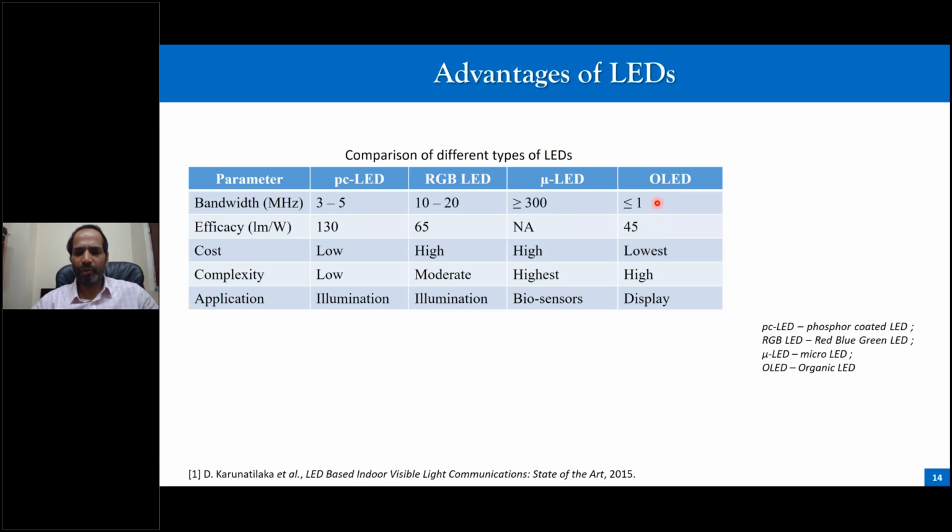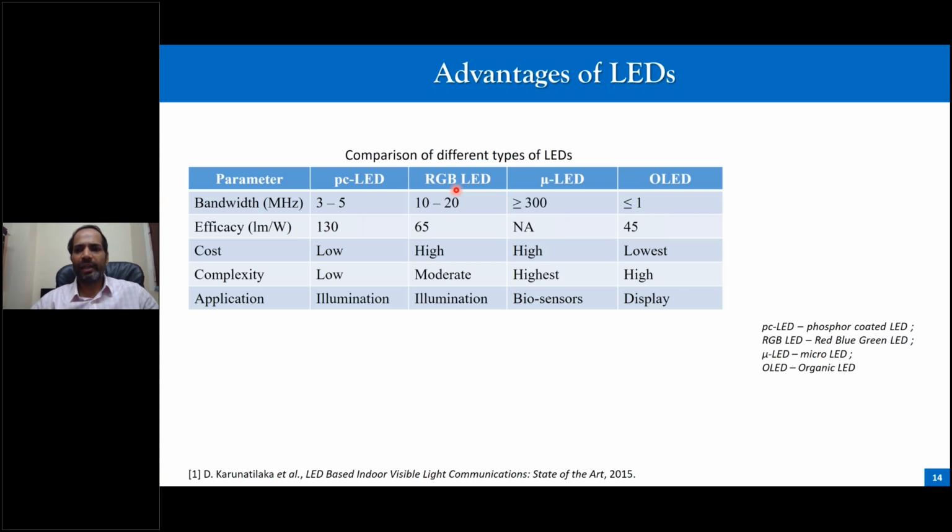They also have a poor bandwidth. So we will also not be interested in these organic LEDs. People have been using either phosphorus coated LEDs or red, green, blue LEDs for illumination and communication. We can use these red, green, blue LEDs, but the problem with them is that the communication system becomes complicated, right? Because you do not want to see red color at your home, right?